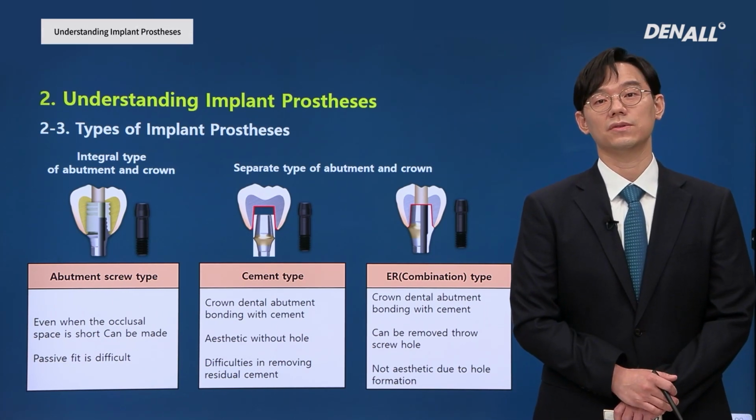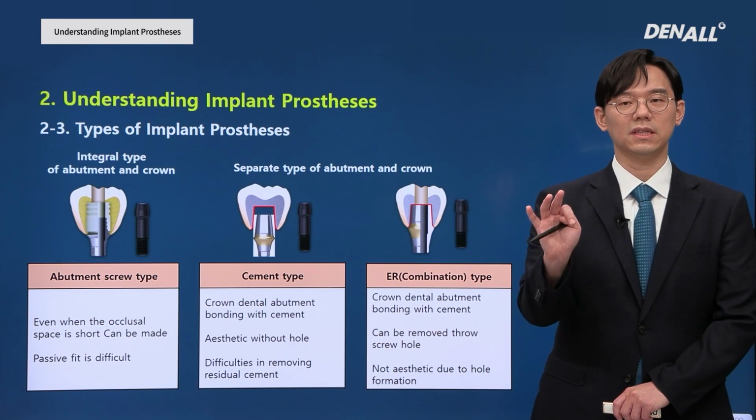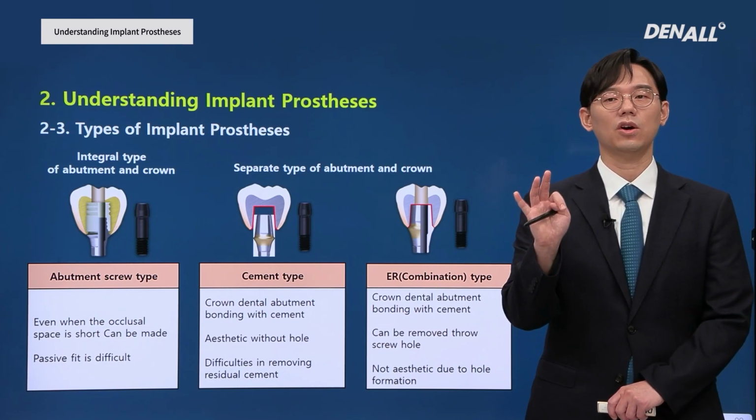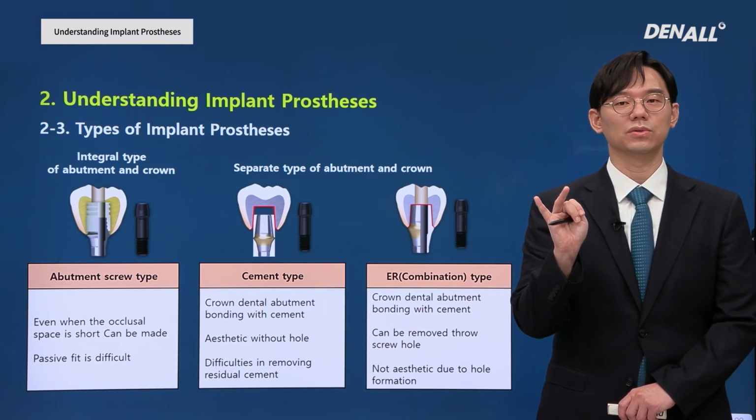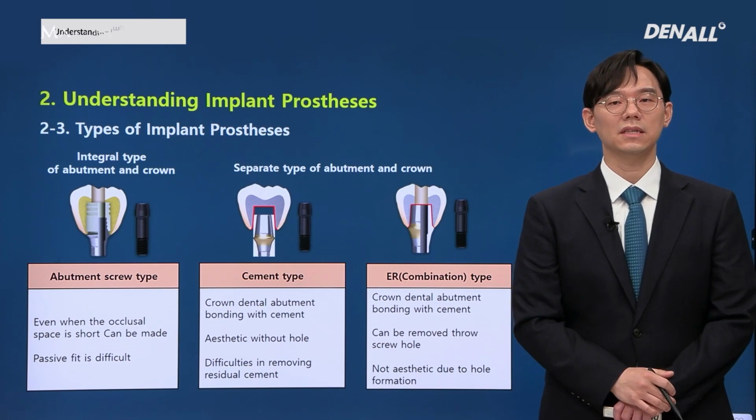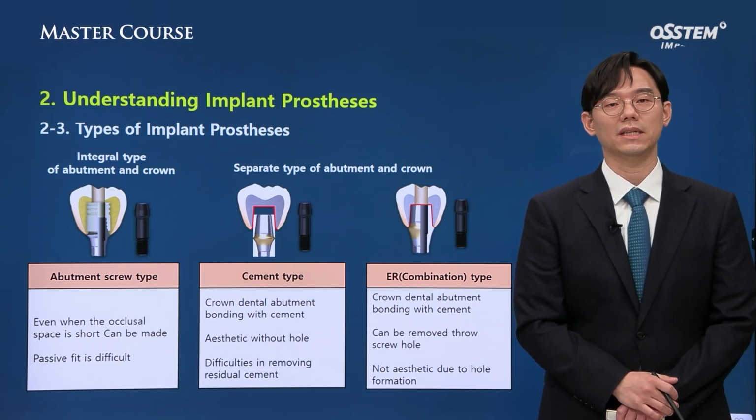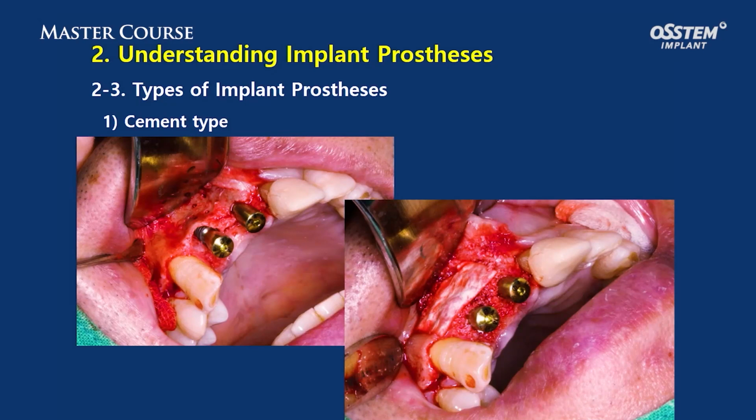You can divide implant prosthesis largely into three depending on retention type. There's screw type, cement type, and ER type. ER type is also well known as SCRP type. In the case of cemented type, you cannot see the prosthesis hole, so it is used in the anterior area where aesthetics are very important.